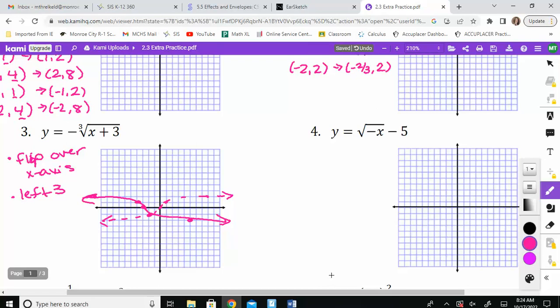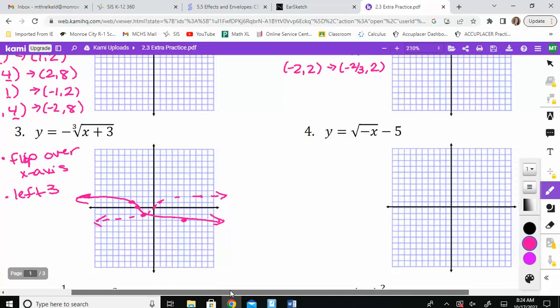Could you tell me domain and range on any of those if I ask? I'll remember. How do we write it? Negative, positive. Okay, thank you.